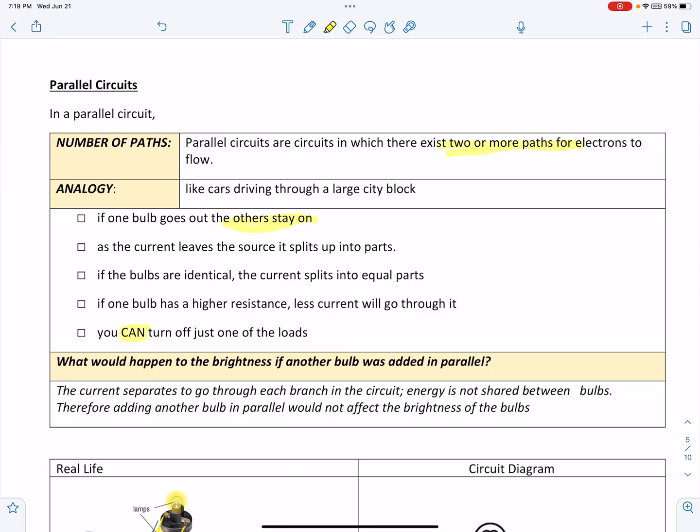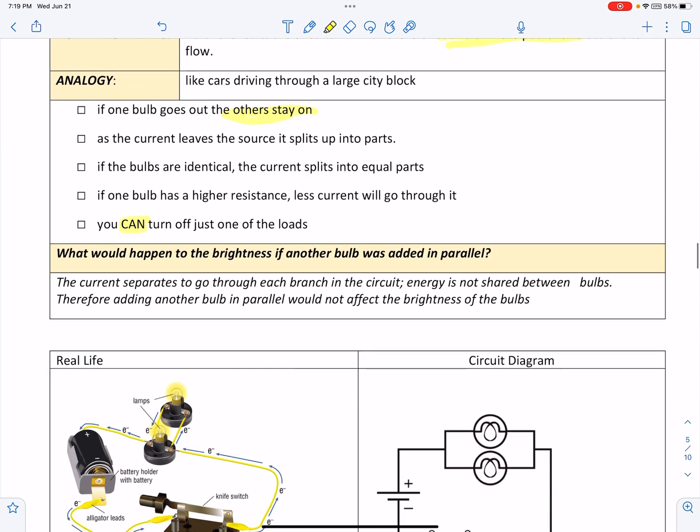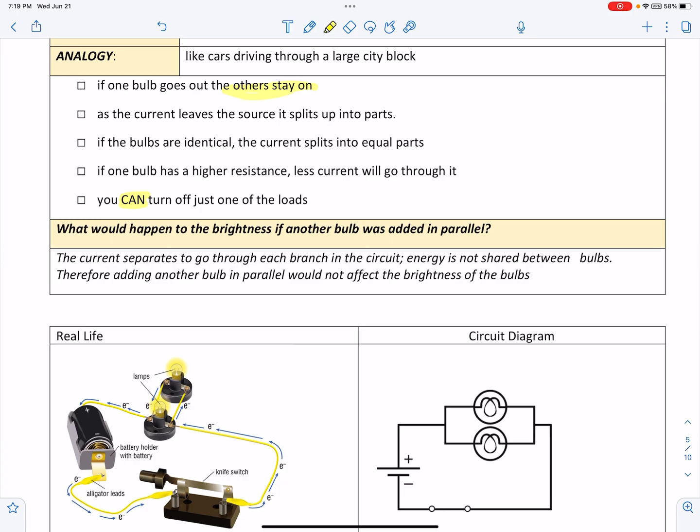So what happens if you add another light bulb in parallel? The current separates to go through each branch in the circuit. Energy is not shared in between. Therefore, adding another bulb in a parallel circuit would not affect the brightness of the bulbs.